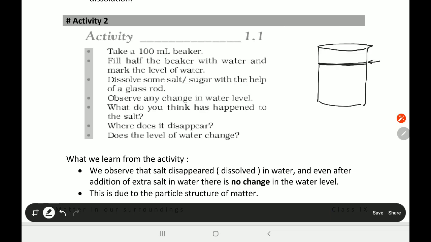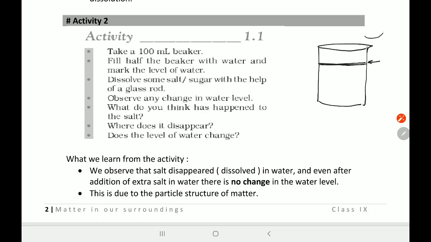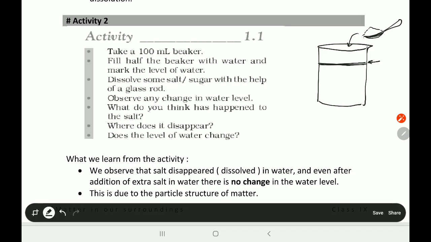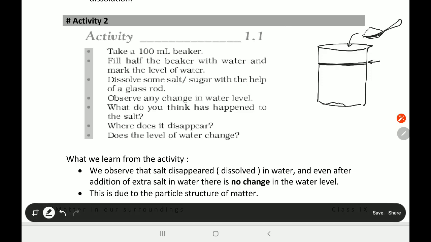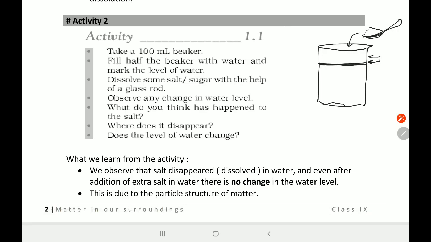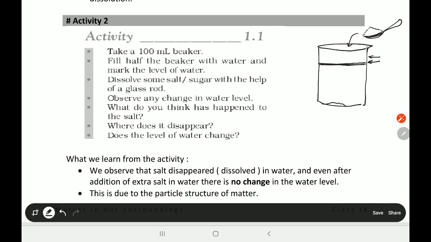Now we dissolve some salt or sugar in it. Sugar would be better, right? So sugar is added in this. Now we stir it with a spatula or spoon. What exactly are we going to observe in this? Don't you think we expect the water level to rise up a bit when we add something in it, right? When you dissolve something in it, we expect the water level to rise. But believe me, unfortunately, the water level doesn't change. The water level remains the same.